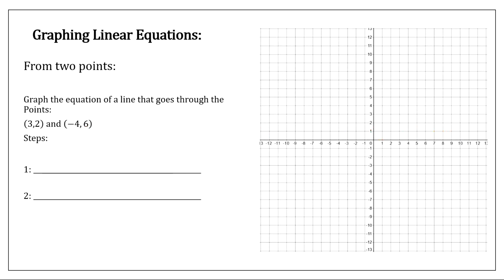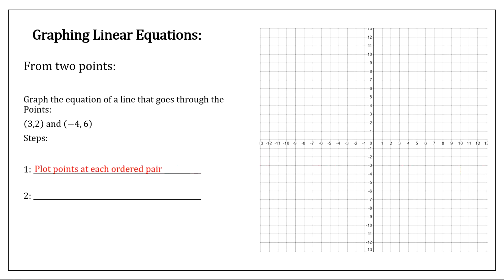Okay, so graphing linear equations. We're going to start. There are a bunch of different ways to do it. We can graph linear equations from every type of equation, but we can also do it from 2 points. So here we are, we're given 2 points, 3, 2, and negative 4, 6. We're going to follow the steps. We'll put the steps in, and then we're going to graph the points and see what the line looks like.